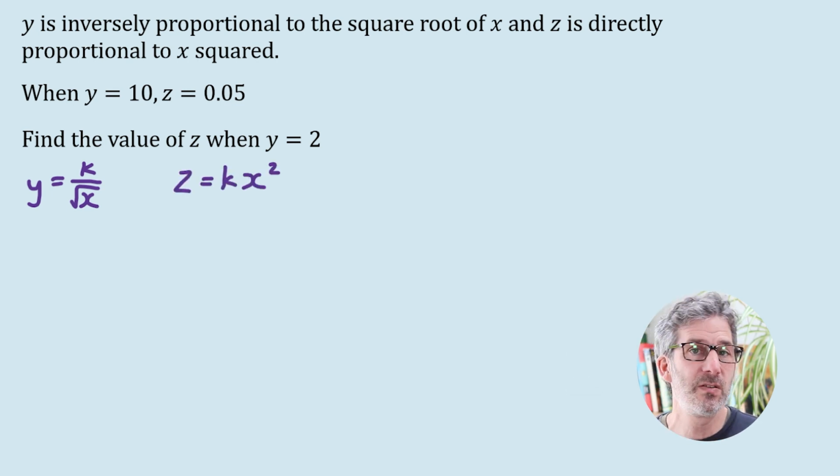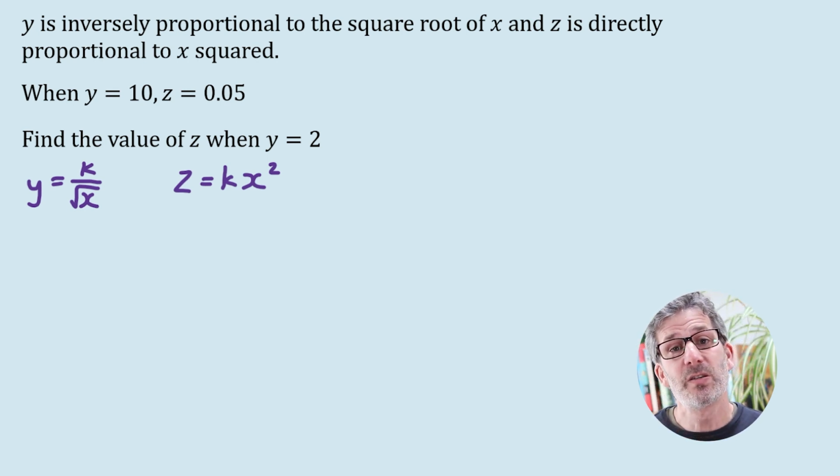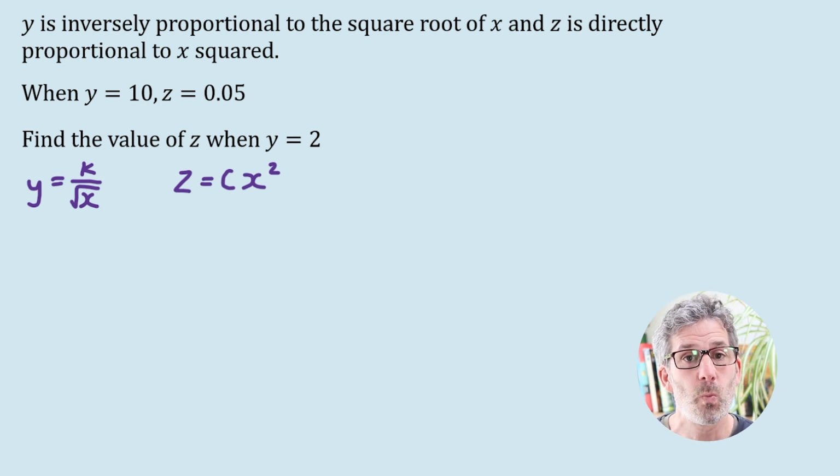Now, we typically use the letter K here for the multiplier, but in this instance, the multiplier may well be different in both instances, and we can't have one letter describing two different numbers. So instead, I'm going to use K for the first one and C for the second one. So we've got this link between X and Y and Z and X, and what we want to do is combine those to establish the link between Y and Z.